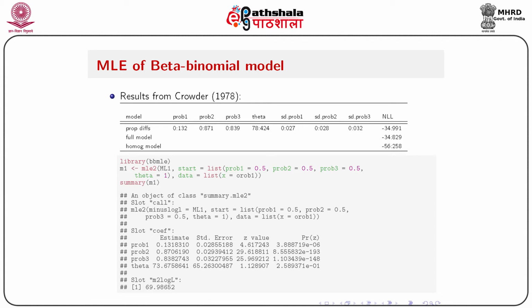Start the initial values we set as 0.5, 0.5, 0.5, and theta is 1, and data equals x, list x equals ORO B1, and then you get the summary. The summary gives the estimate of the coefficients prob1, prob2, prob3, and the theta estimate, standard error, z value, and probability, and also the -2 log likelihood value given here.